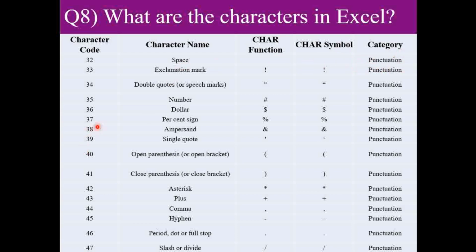Then suppose we use the character 40. In that case it will create the open bracket, then 41 is the close bracket, 42 is the asterisk, and 44 is the comma. These are the different codes which are useful to create such structures in a particular Excel cell. Suppose we use the code 37, it is the percentage sign. The category of these codes is punctuation.